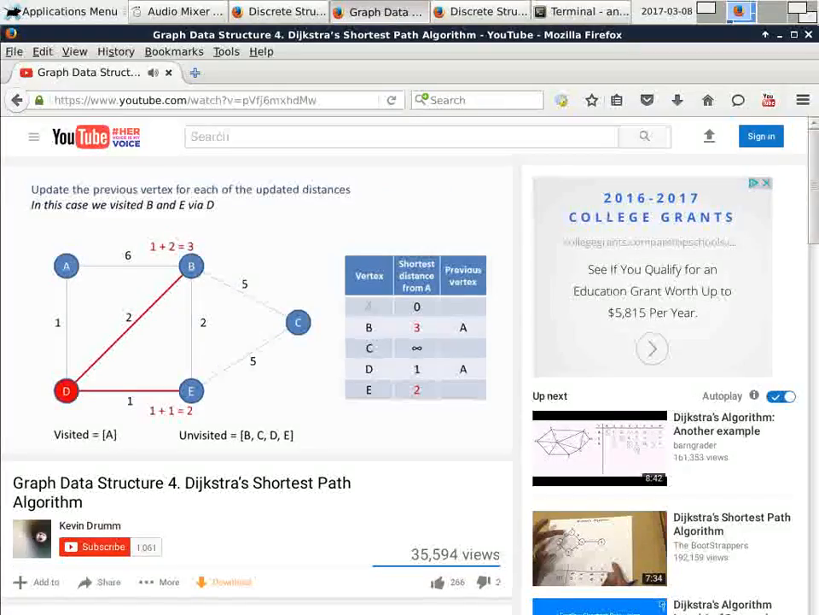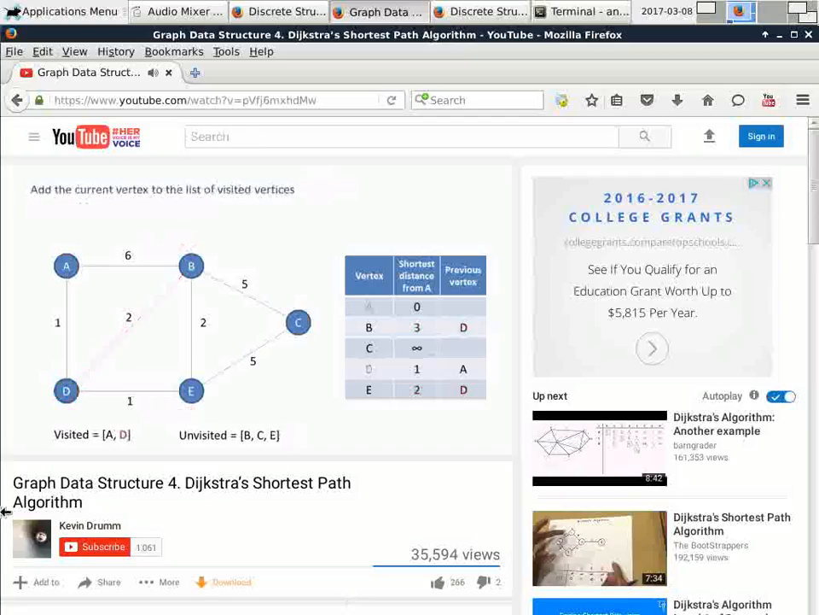Now, we update the previous vertex for each of the updated distances. In this case, we visited B and E via D. So we write this information in the table. Add the current vertex to the list of visited vertices. We won't be visiting D again.